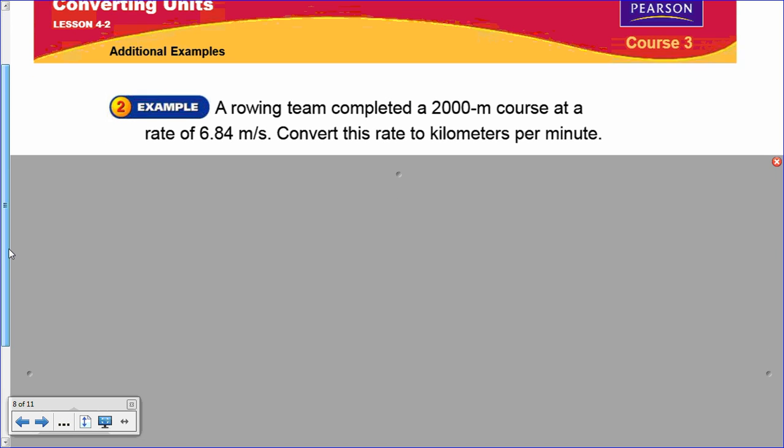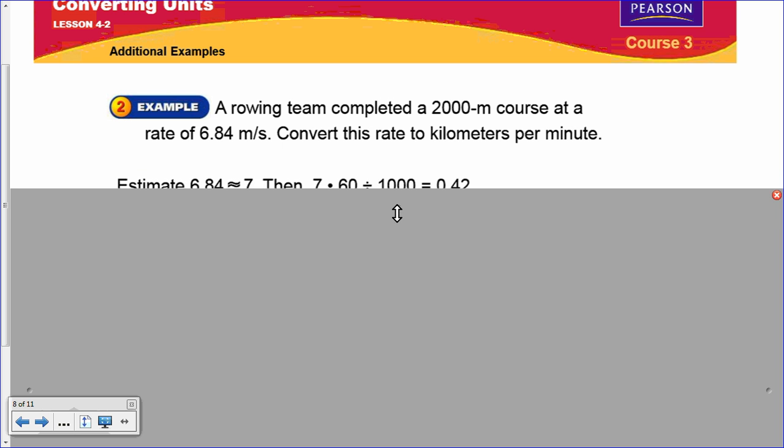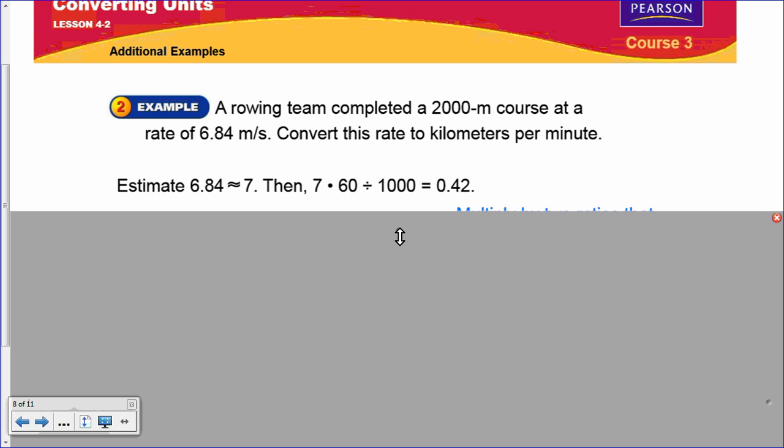The next example is going to convert 6.48 meters per second to kilometers per minute. Now here we're changing meters to kilometers and seconds to minutes. So we're going to have 2 different conversion rates. The first thing they want us to do here is to estimate. 6.48 is close to 7. 7 times 60 divided by 1,000 is about 42 hundredths.